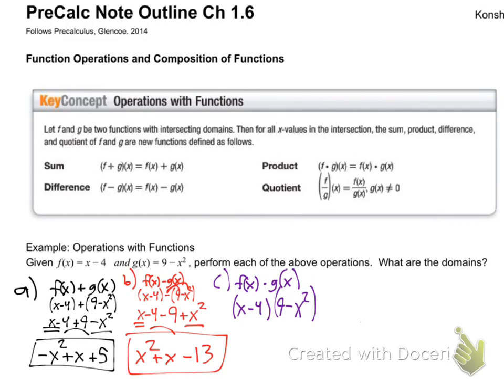Hey, this is a binomial times a binomial. I'll use the 4-letter F word. Foil. So, x times 9. 9 times negative x squared. Negative x cubed. Negative 4 times 9. And negative 4 times negative x squared.